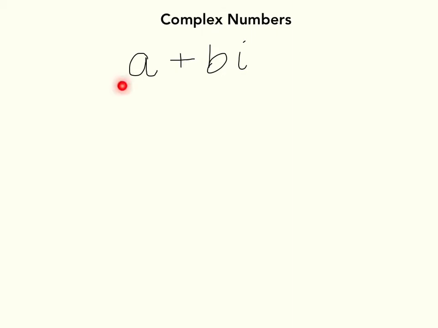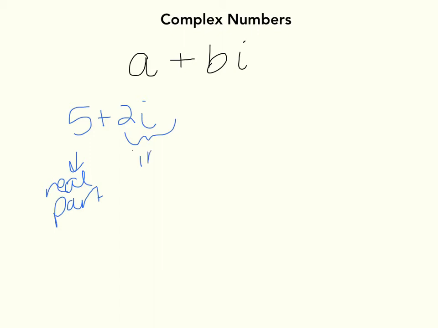So a complex number has a real part and an imaginary part. So for example, 5 plus 2i would be a complex number. 5 is the real part and 2i is the imaginary part.